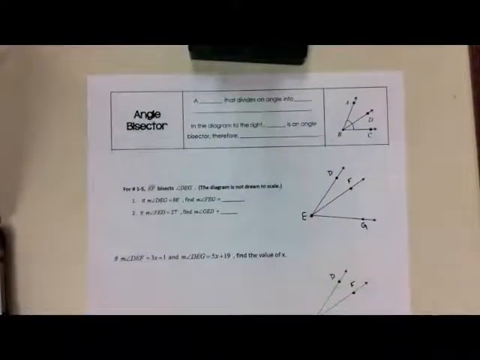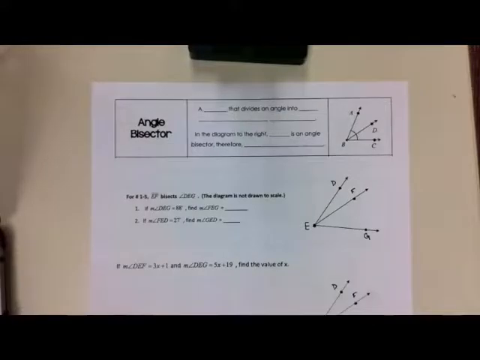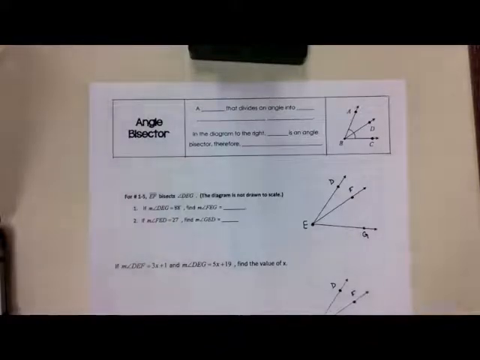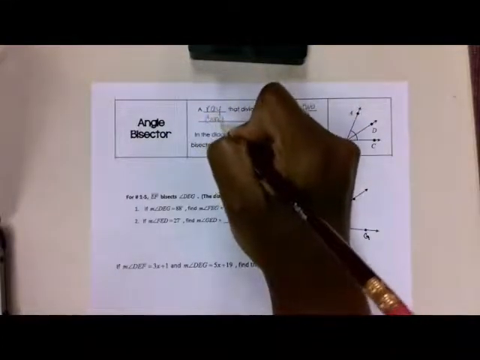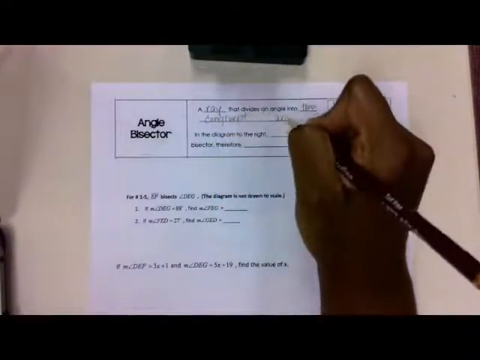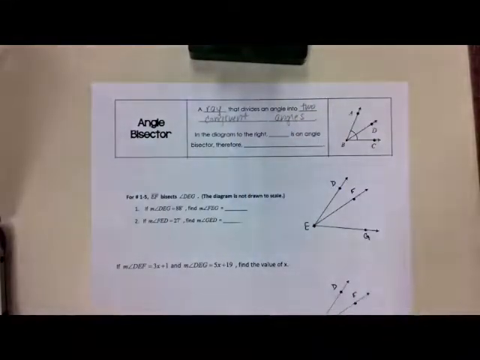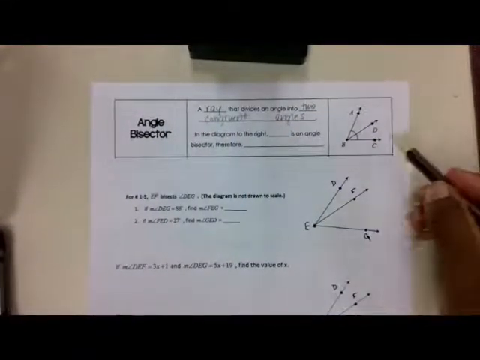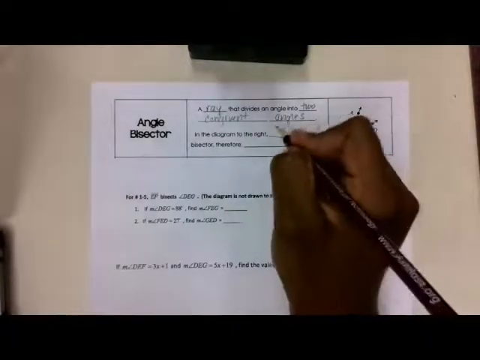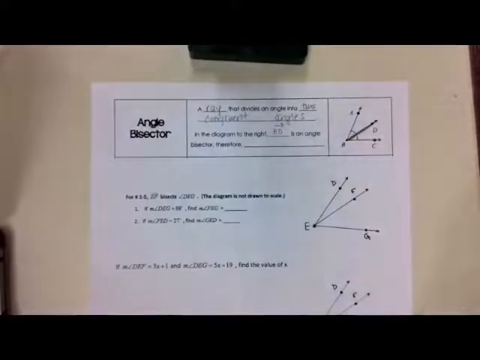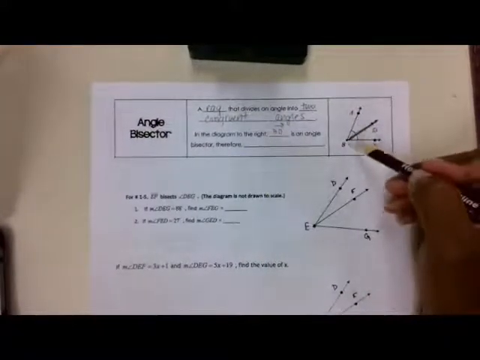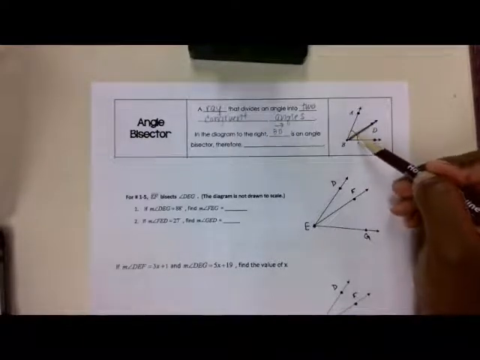So, we're going to talk about an angle bisector. An angle bisector is a ray that divides an angle into two congruent angles. In the diagram to the right, ray BD is going to be our angle bisector. Angle bisectors are always in the middle, and therefore it creates two congruent angles, and they're marked here by these hash marks.